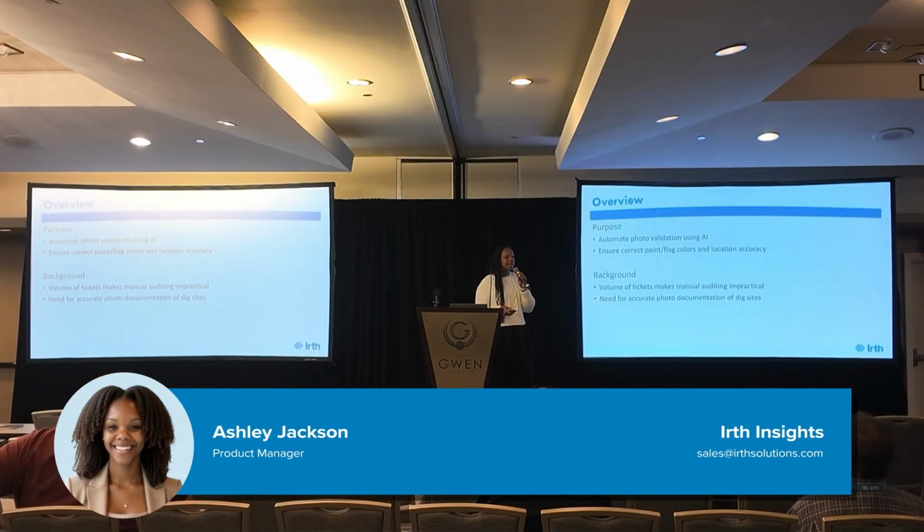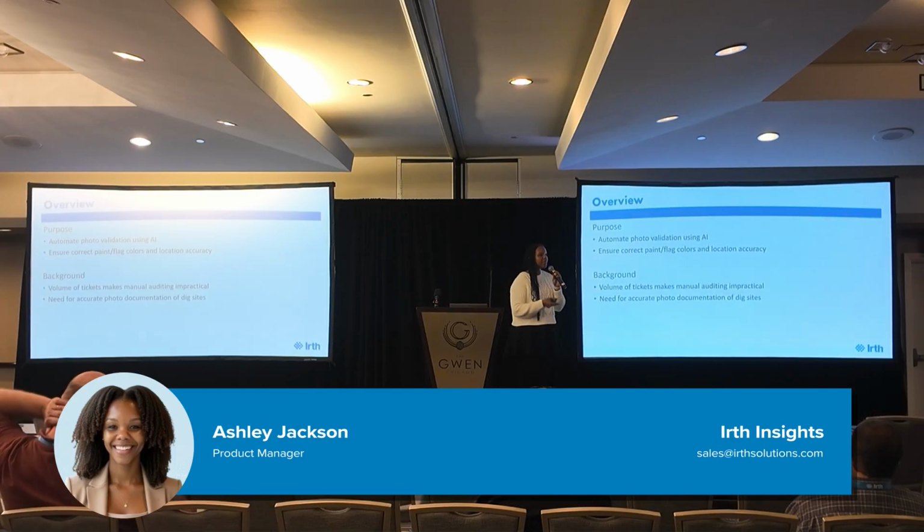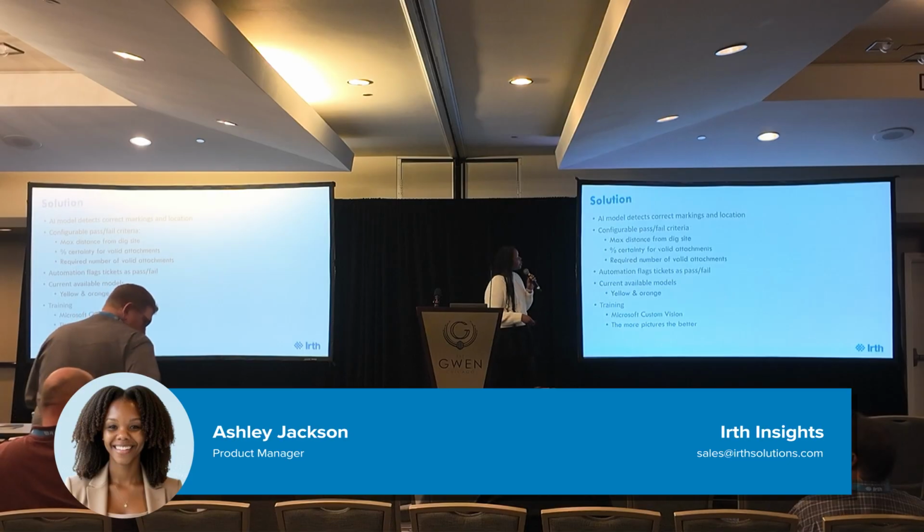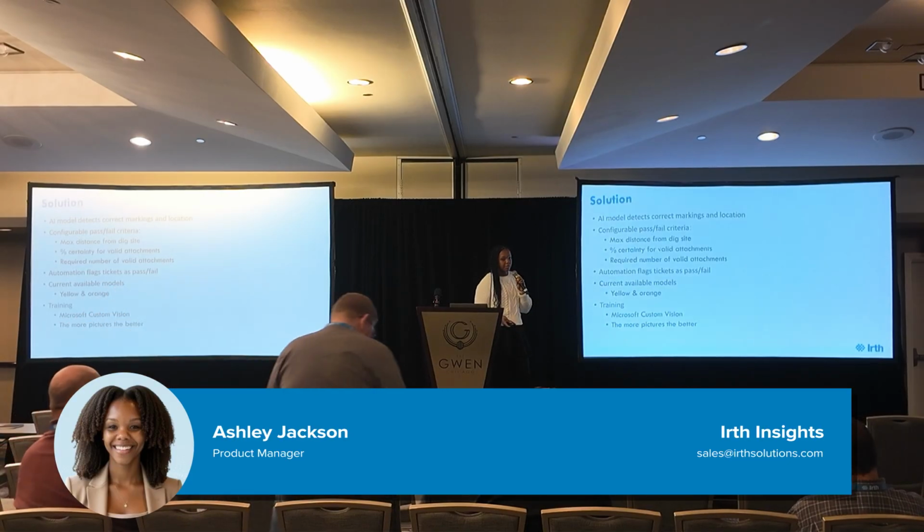And what we've seen is that, one, the flag colors could be completely wrong, or the people are not at the right location, or they're repeating the same photos over and over again, and so they're not actually getting an accurate recollection for that ticket. Also, the volume: we mentioned before that manual auditing is impractical, so we need that accurate documentation. So what did we build?